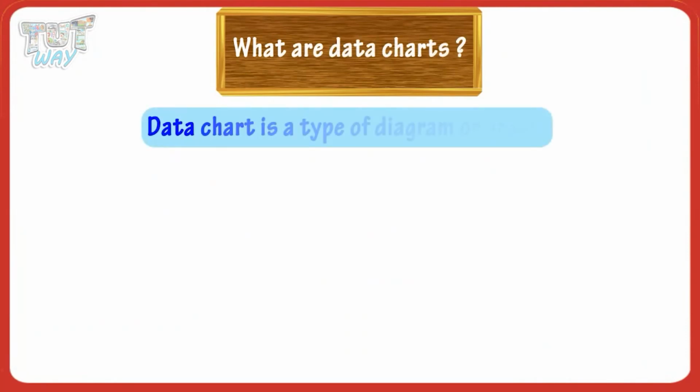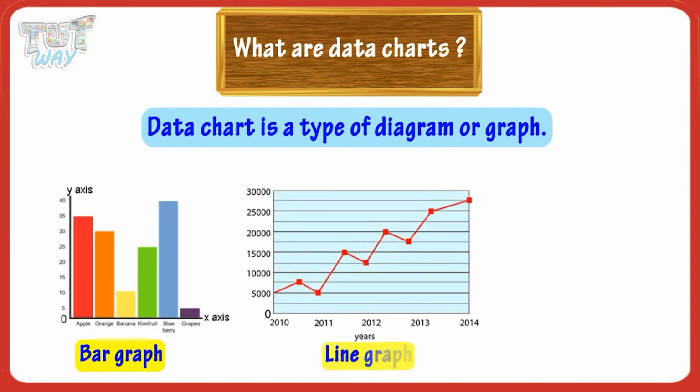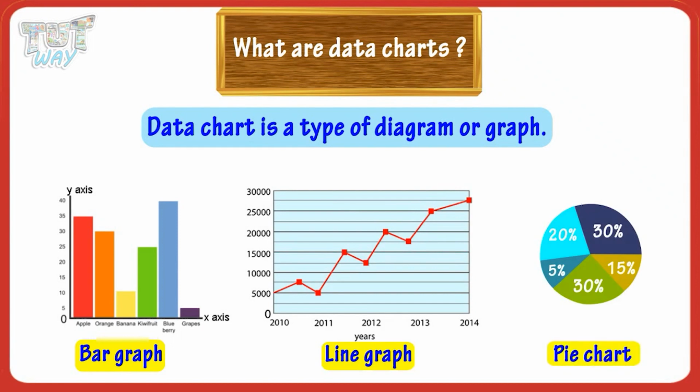A type of diagram or graph where data is represented by various symbols, such as bars in a bar graph, lines in a line graph, or slices in a pie chart. We make data charts so that a large quantity of data is easily read, and the relationships between different parts of data can be easily understood. Today, we will be learning about pie charts.